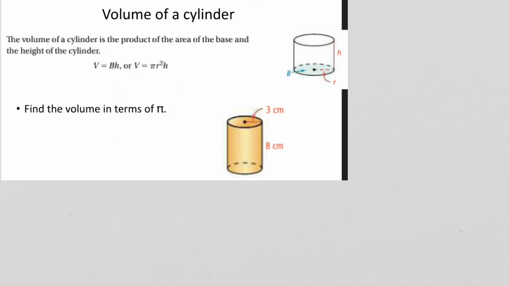All right, moving on to cylinder. What's the volume of a cylinder? Same concept, area of the base times the height. The base never changes for a cylinder, it's always a circle. So volume is pi r squared h.